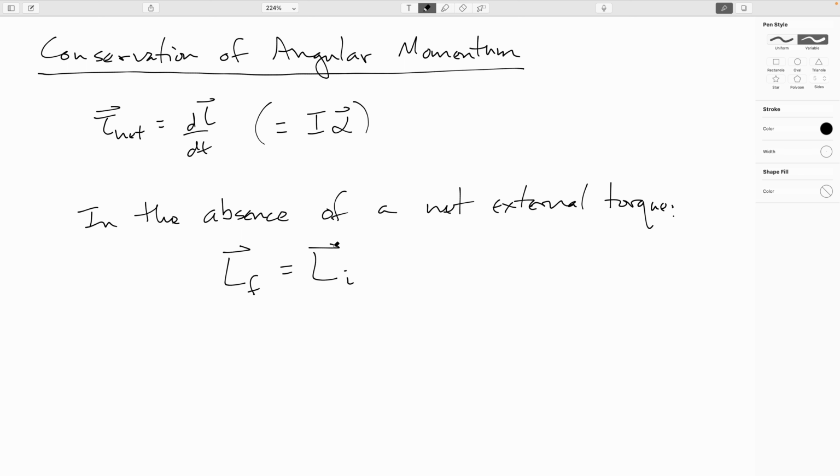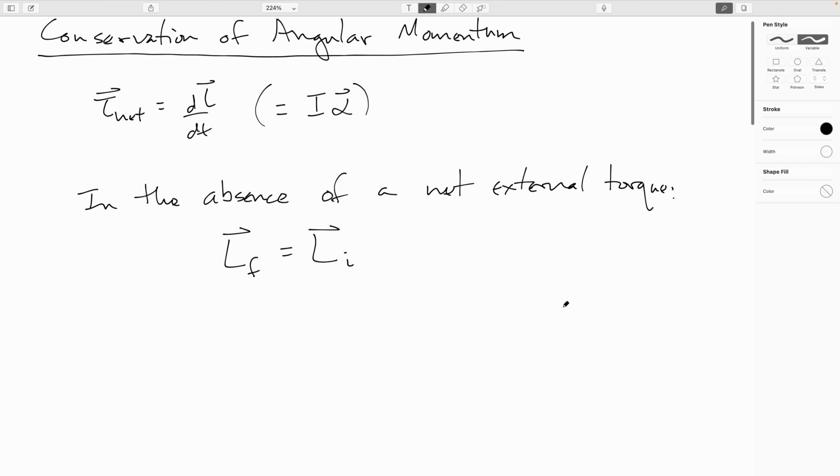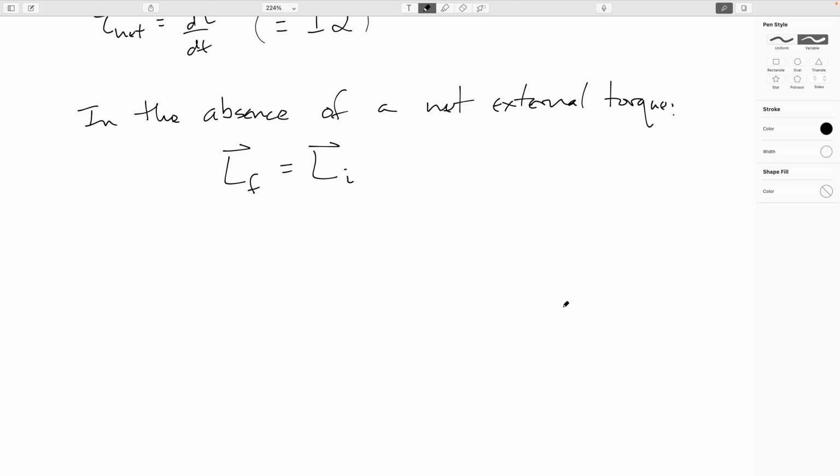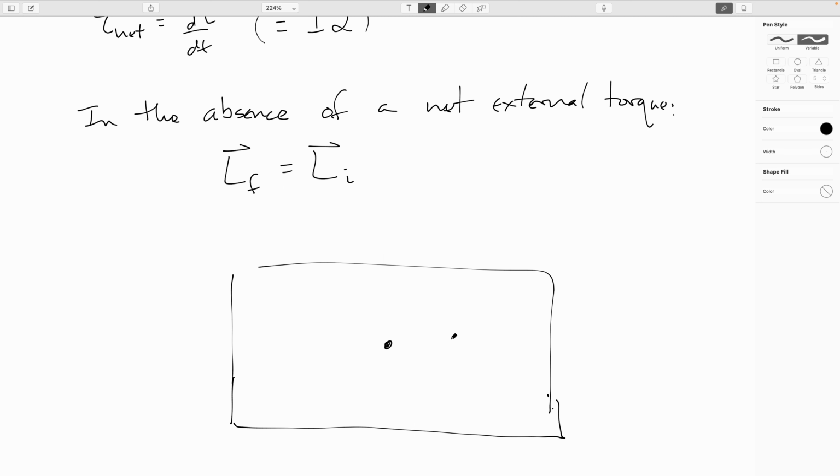Now keep in mind that no net external torque doesn't mean that there aren't forces, because remember, you can have zero torque if the lever arm is zero, even with there being a force. So let's take a look at this example real quick. Let's say you've got a horizontal surface, a tabletop. You've drilled a hole through your tabletop like this, and you've got a string hanging out.